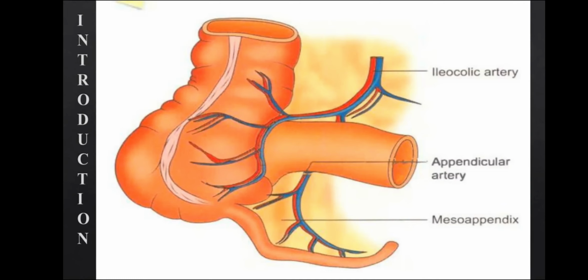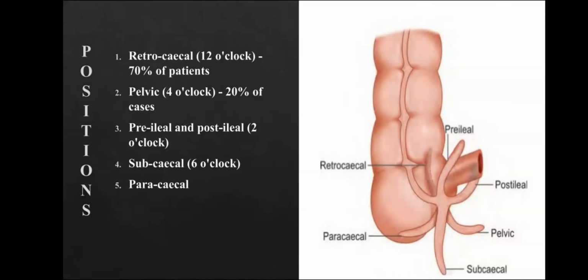And in case of the appendix, another important thing, even in question papers this alone is asked, that is the different positions of the appendix. Even though I have told that this is the position, there are certain variations, and it is told like retrocecal, pelvic, pre-ileal and post-ileal, subcecal, paracecal. So these many positions can be identified in different individuals. The position can vary.